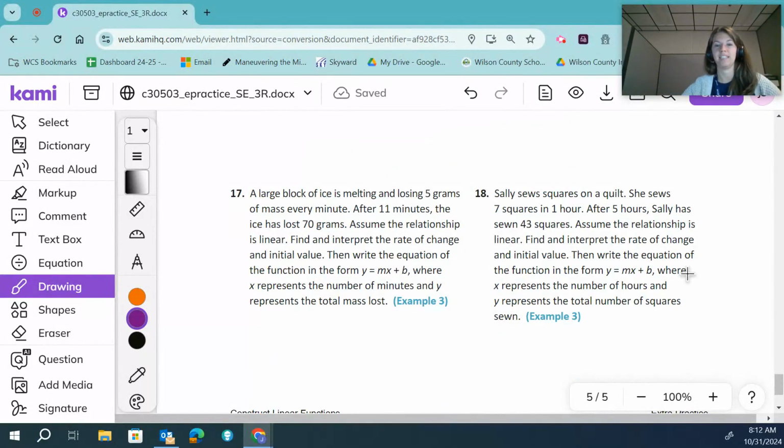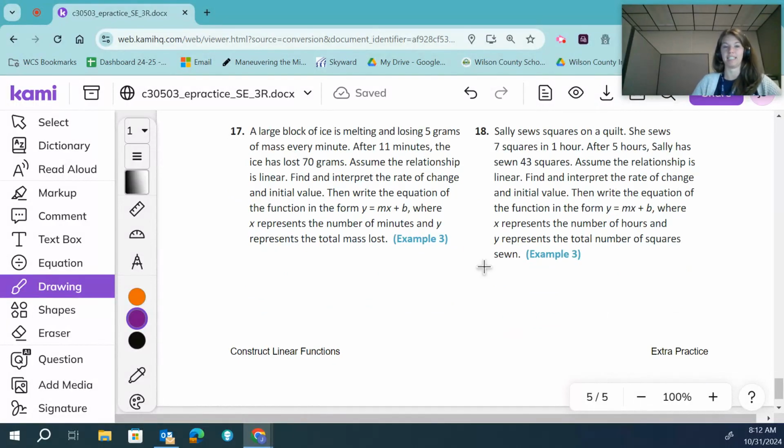A large block of ice is melting and losing 5 grams of mass every minute. After 11 minutes, the ice has lost 70 grams. Assume the relationship is linear. Find and interpret the rate of change and initial value, then write the equation in slope-intercept form. x is the number of minutes, y is the total mass lost. So your slope, or your rate of change, is losing 5 grams. So this is going to be a negative slope. y equals negative 5x plus b.